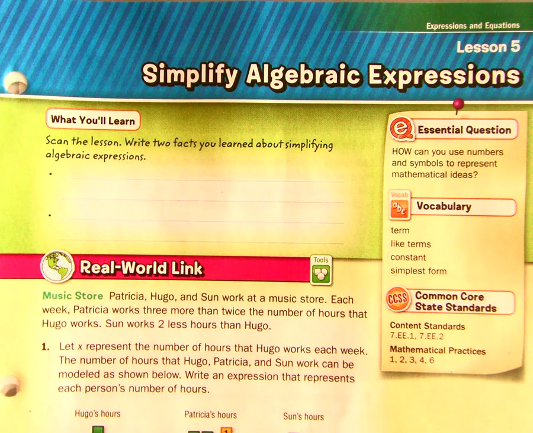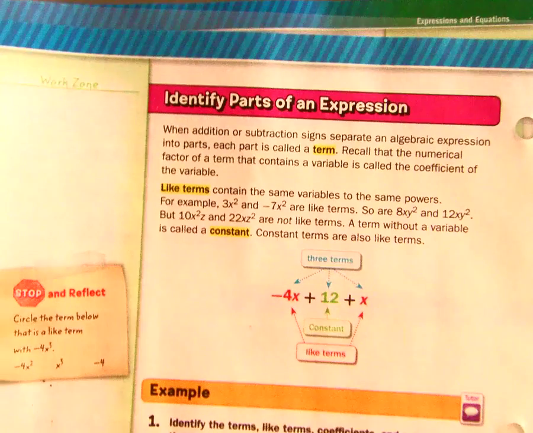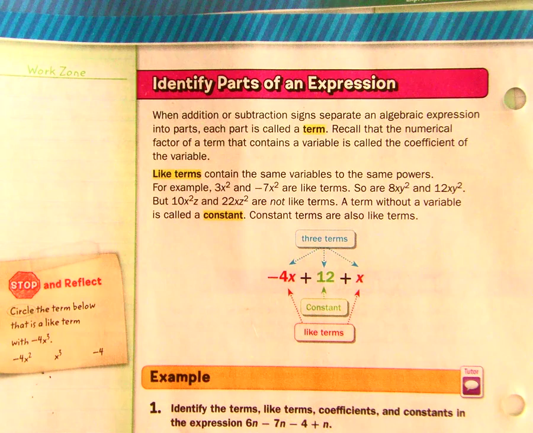Today we are going to talk about simplifying algebraic expressions. First thing, some vocab that we need to know. When addition or subtraction signs separate an algebraic expression into parts, each part is called a term.